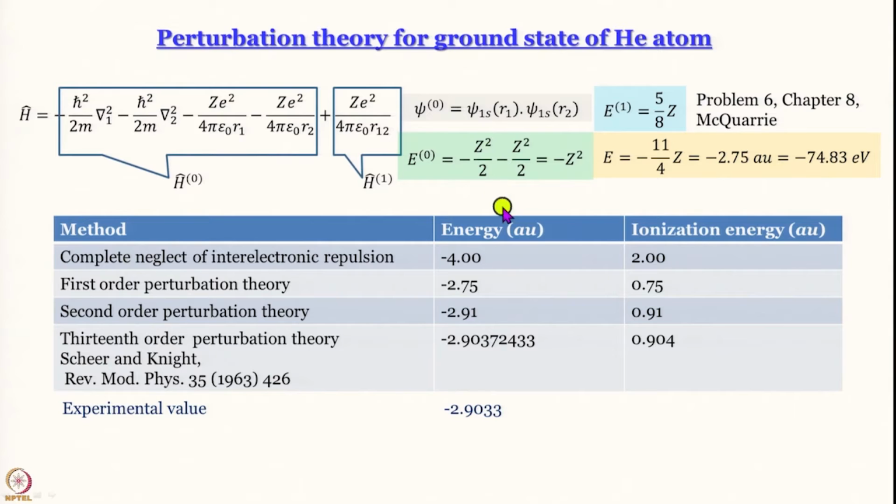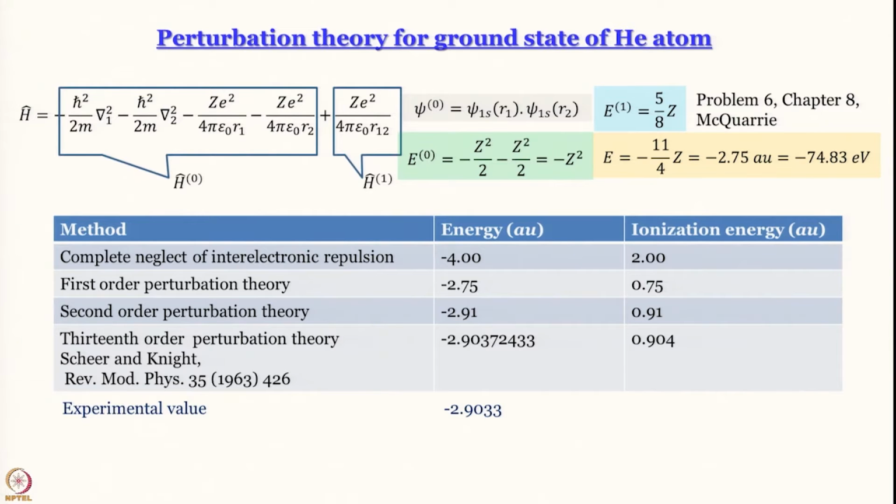We said that first of all E 0th is minus z square by 2 minus z square by 2, that is equal to minus z square in Hartree, and we said that we just go through problem 6 of chapter 8 of McQuarrie's book on quantum chemistry. You will get to learn that the first order correction to energy is 5/8 of z in Hartree. So, energy in Hartree is minus 2.75, which translates to minus 74.83 electron volt.